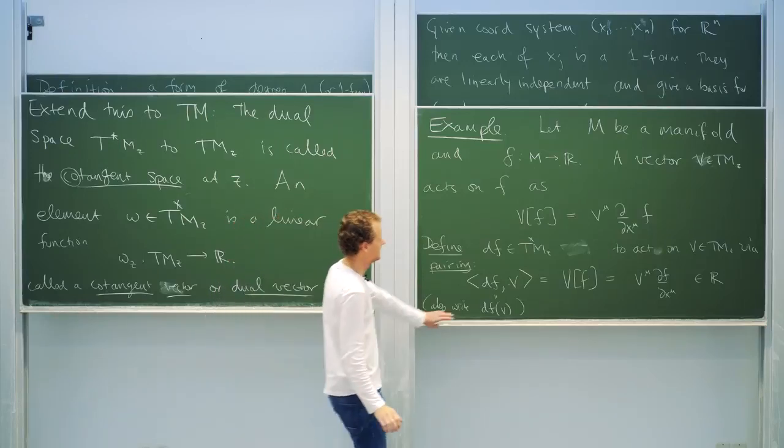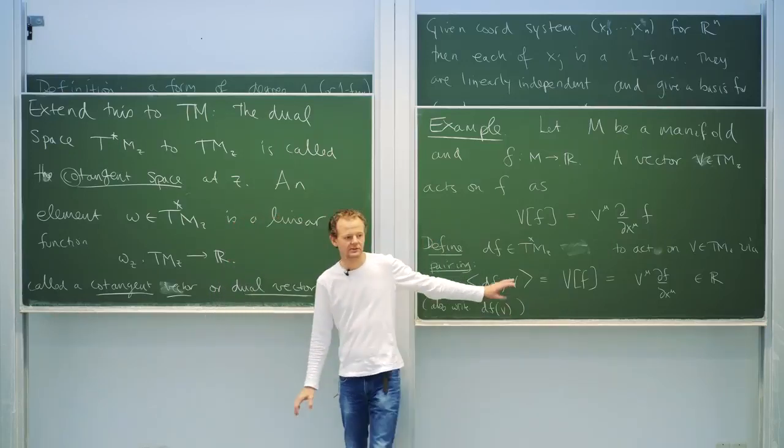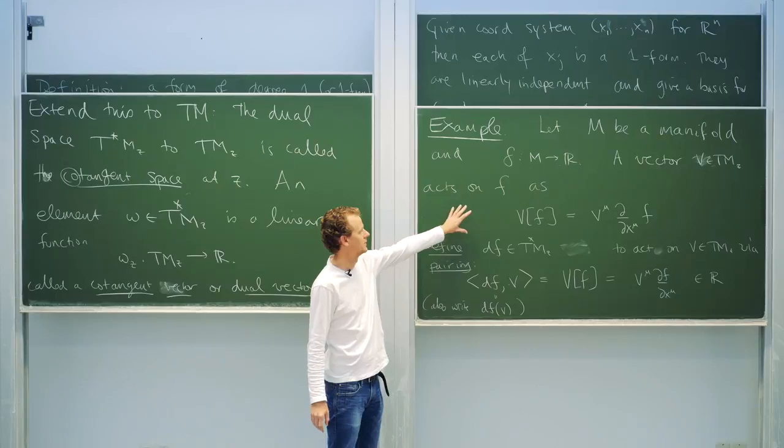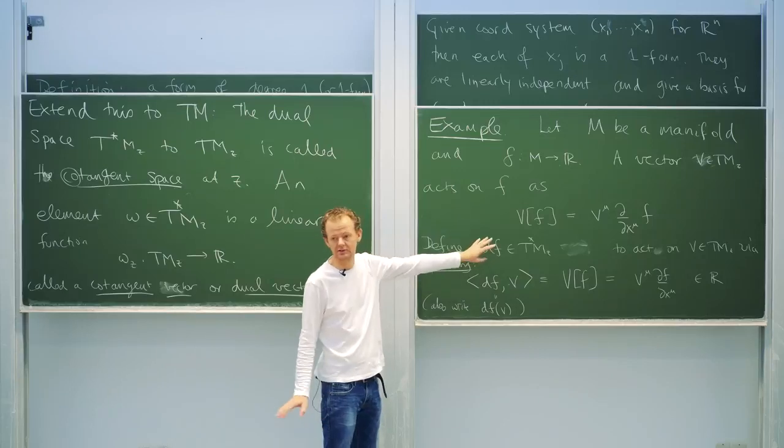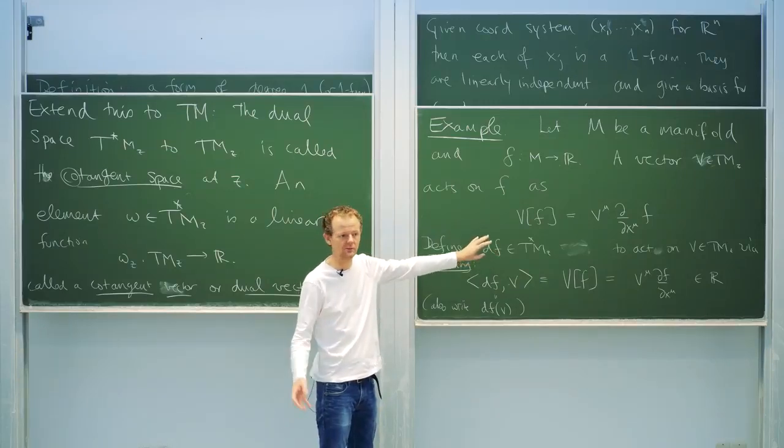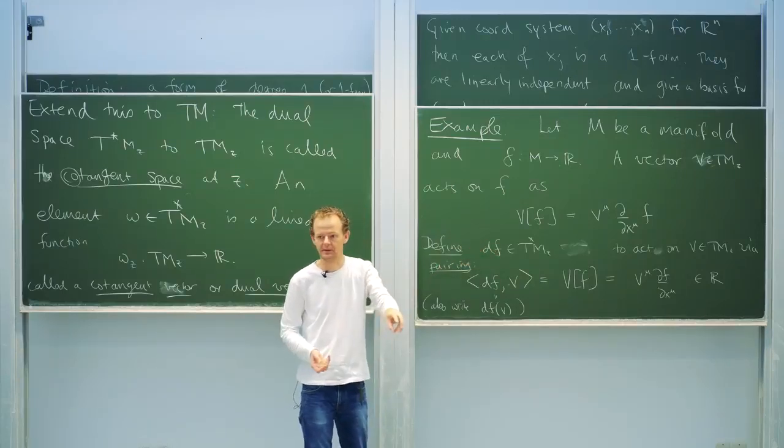So I've used several different notations for exactly the same thing. This is really a fundamental example of a one form. A one form on a manifold is a linear function on the tangent space. That means that you give it a tangent vector, and it will give you a number.